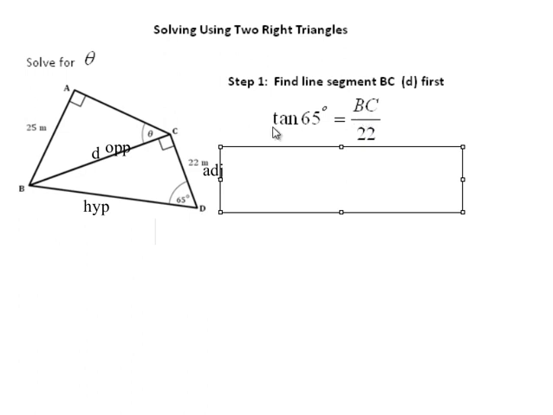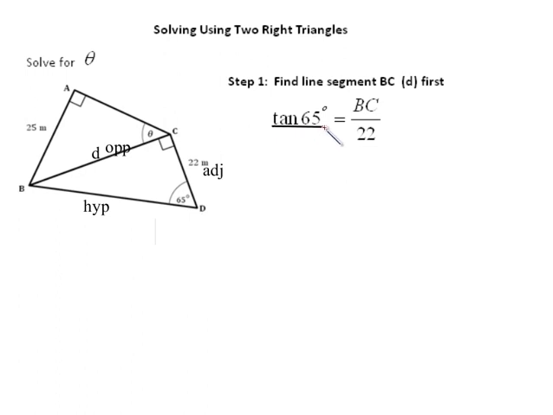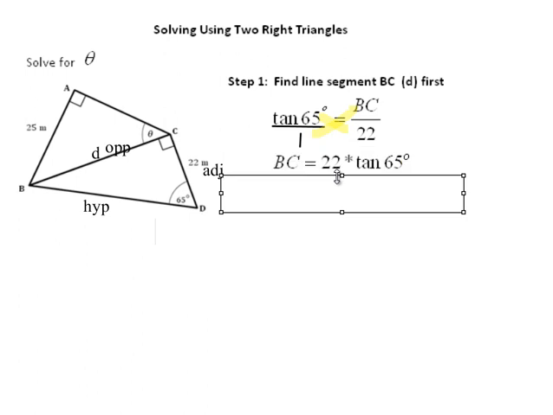Because we could think of this as a cross multiplication question, we could think of having tan 65 over the number 1, and then cross multiply like this. We would then get the statement that BC could be found by multiplying the number 22 by the tangent of 65 degrees. So grab your calculators out, make sure your calculators are in degree mode.